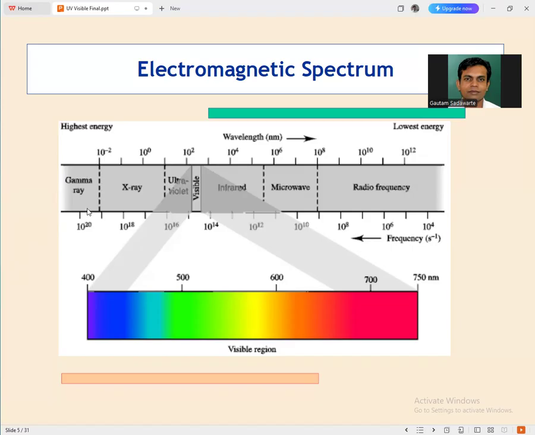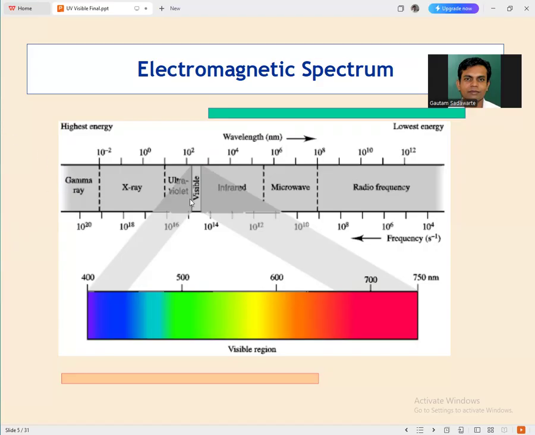This electromagnetic spectrum consists of gamma rays, having a wavelength up to 10 to the power minus 2 nanometers. Then X-rays, with a wavelength of 10 to the power minus 2 to 10 to the power 0. If you see the gamma rays, they have a smaller wavelength, which means they have a larger amount of energy, much more energy. X-rays have lower energy than the gamma rays.